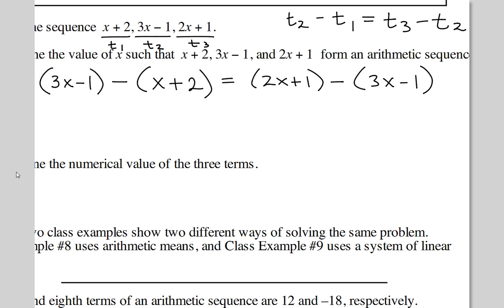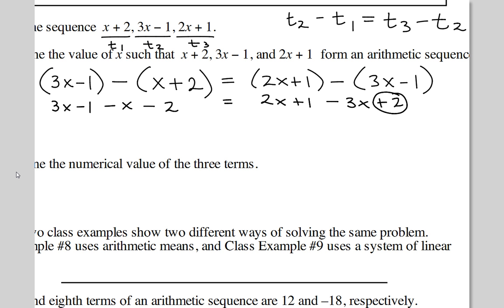So on the left-hand side, 3x minus 1, take away x, take away 2. The right-hand side, 2x plus 1, take away 3x plus 2. And I'm just going to circle that one because even though you know what you're doing, this one might be a common slip where you miss the minus minus for plus.